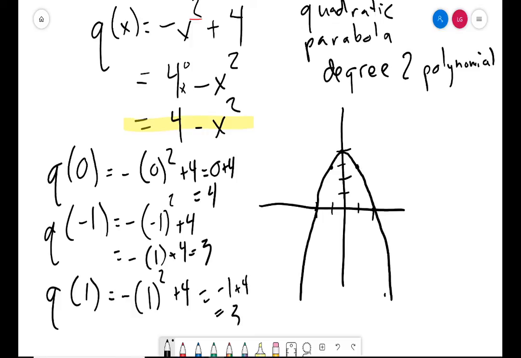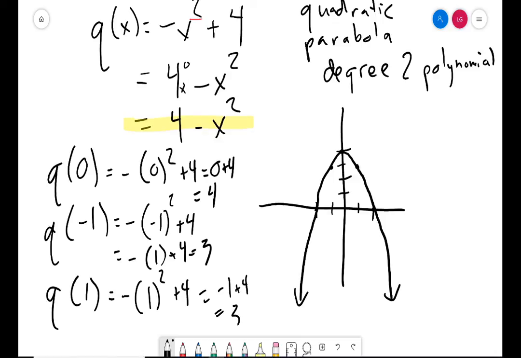So this is what this looks like. We can start thinking, if x is 3, y will be negative 5. If x is negative 3, y will also be negative 5. If x is 4, y will be negative 12. If x is negative 4, y will also be negative 12. There's a nice symmetry here.